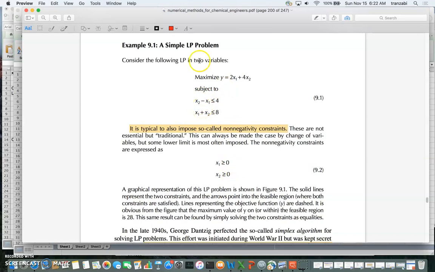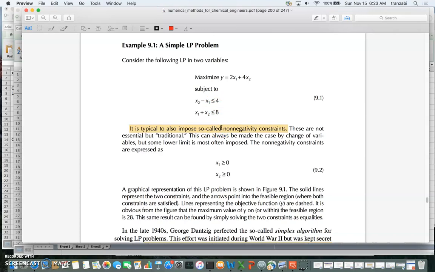Okay, it's called linear programming because, well, in this section, we only look at problems that are linear in the variables. Like if we have x1 and x2 as the variables, the objective function, which is the function we want to maximize, should be linear in x1 and x2, and the constraints also need to be linear. Like this is linear in x1 and x2, and this is also linear in x1 and x2.